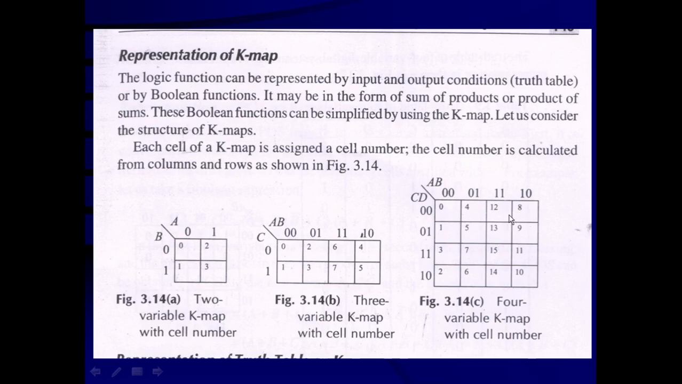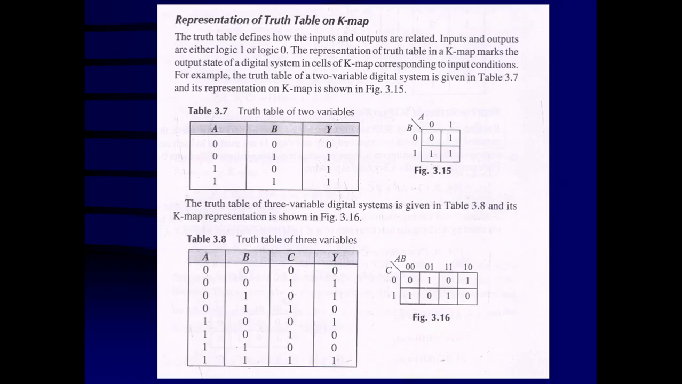Third column, you have to jump to the fourth one. 8, 9, 10, 11, 12, 13, 14, 15. This is the representation of a 4 variable Karnaugh map with the cell numbers. Now, representation of the truth table on a Karnaugh map.